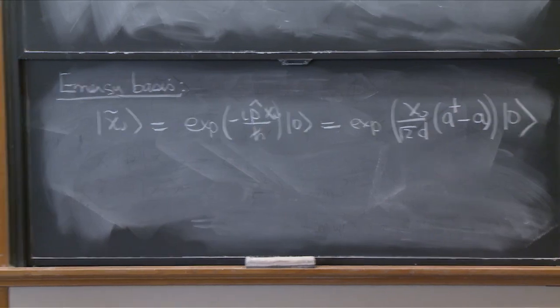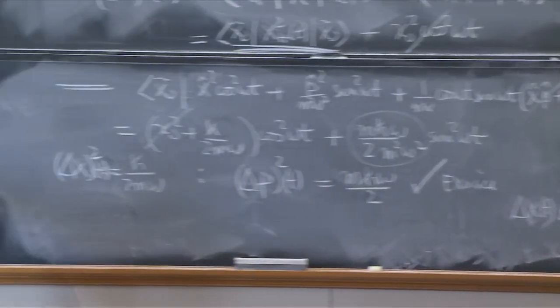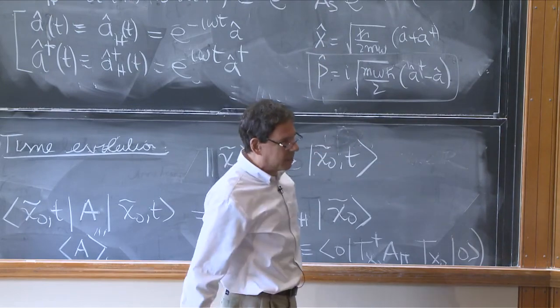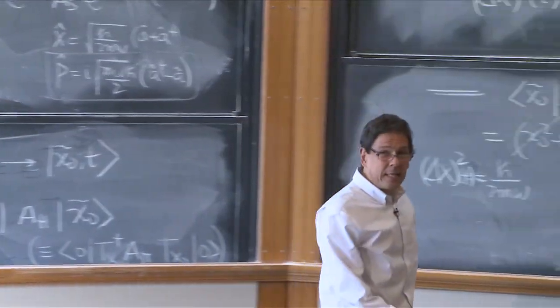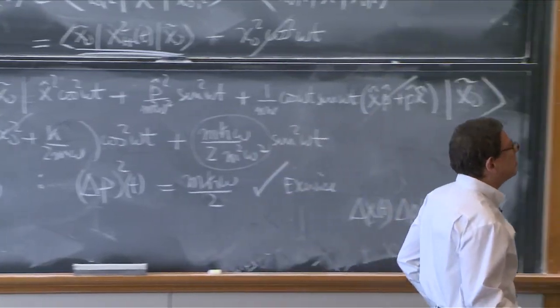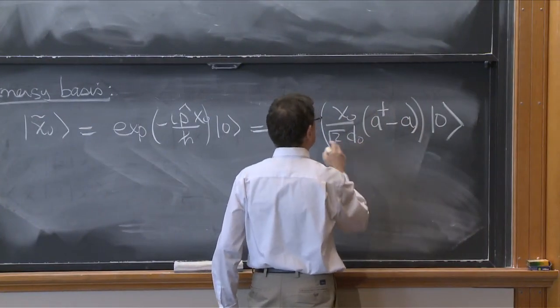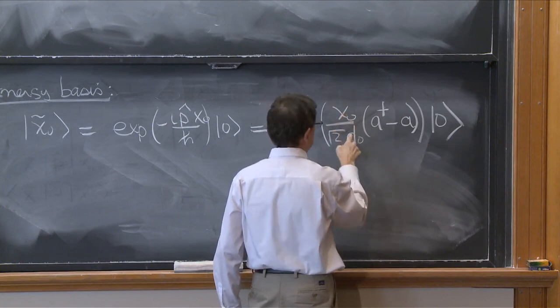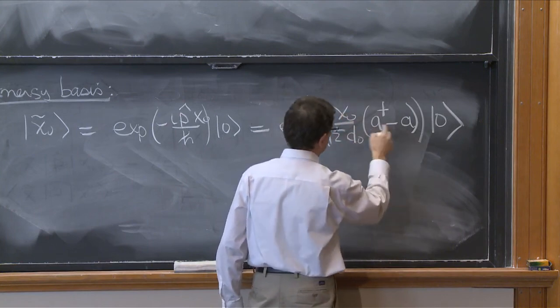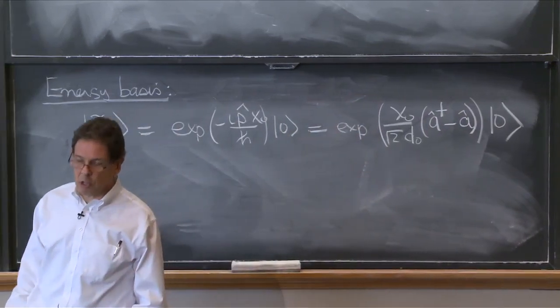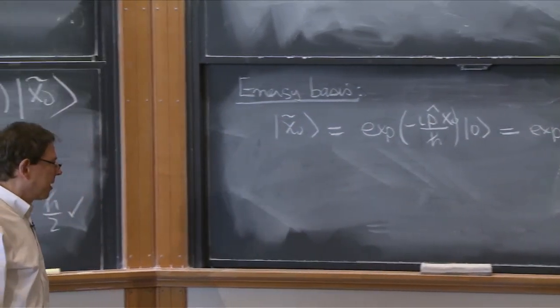Plug in the P, get the H bars, and you will see the D enters in that way. It's the way it has to enter because this exponential should have no units, and therefore x naught over d naught has no units, and the a's and the a daggers have no units. So it couldn't be any way different like that.